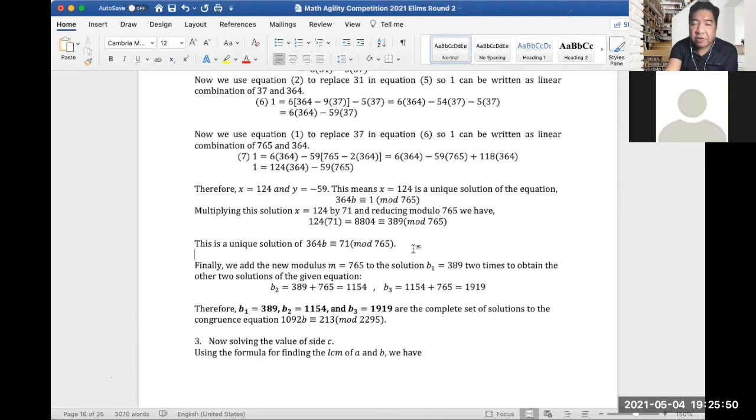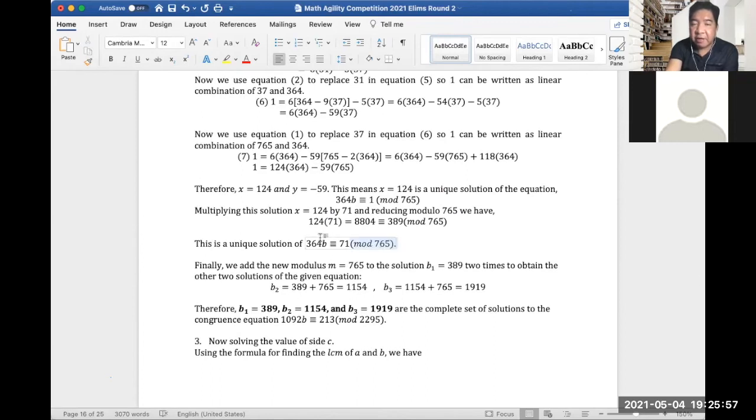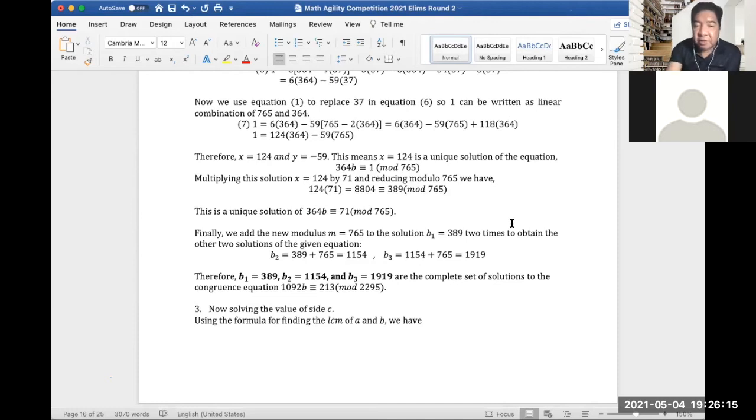This is a unique solution of our original equation, 364 congruent to 71 modulo 765. Finally, we add the new modulus, which is 765, to the solution B sub 1, which is equal to 389, two times to obtain the other solutions of the given equation. So B2 would be 389 plus 765, which is 1154. And then B3 is 1154 plus 765, which is 1919. So these are our 3 solutions for B.